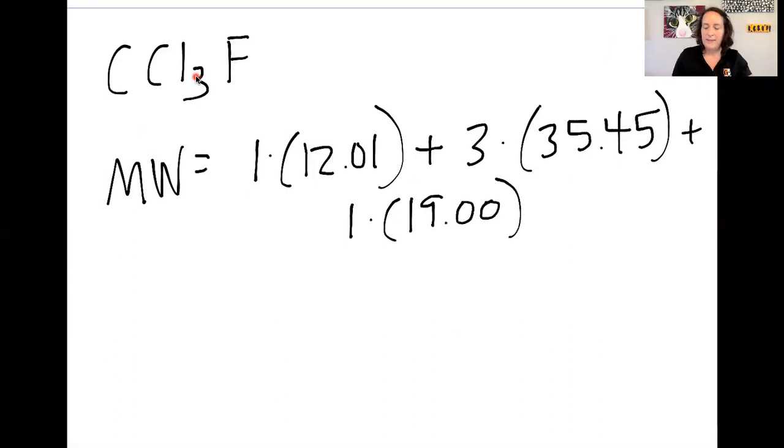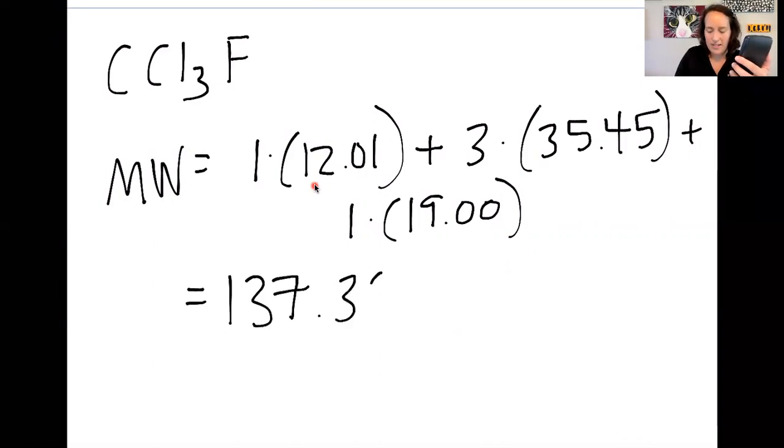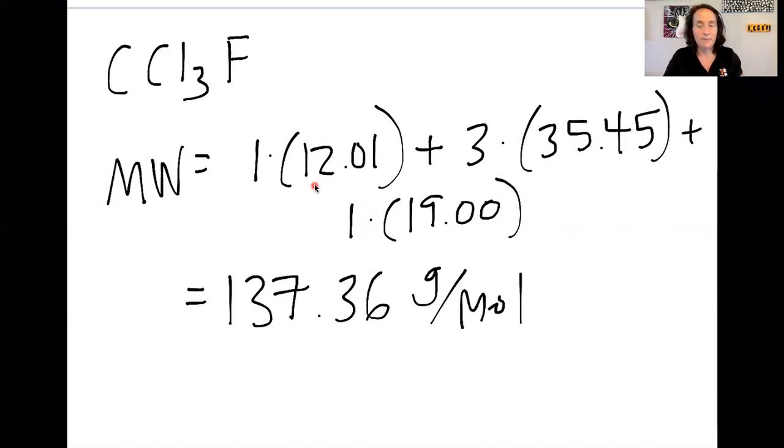19.00 grams per mole. All right, so take my calculator, and I usually just start with the bigger numbers to multiply. So I'm going to do 3 times 35.45. That gives me 106.35 grams per mole plus 19.00 plus 12.01, which gives me a grand total of 137.36 grams per mole. And that's for Freon 11. So that's some examples of how to calculate molar mass or molecular weight of compounds.